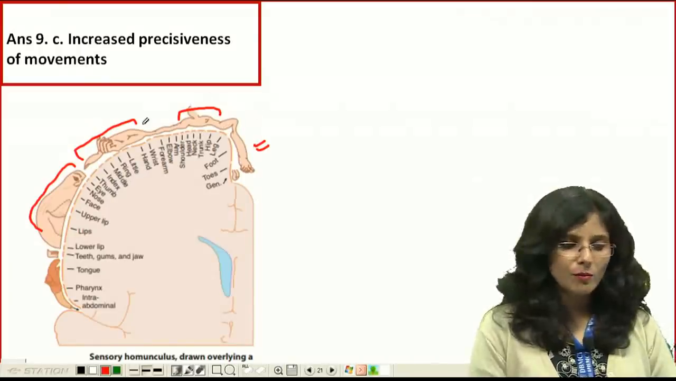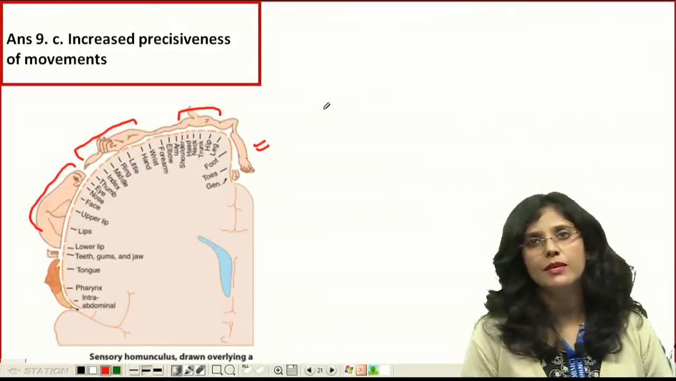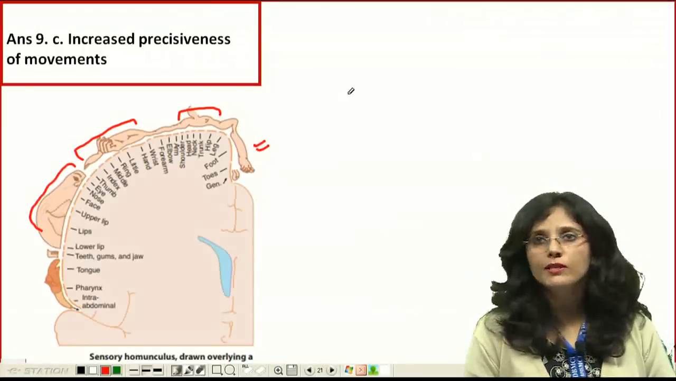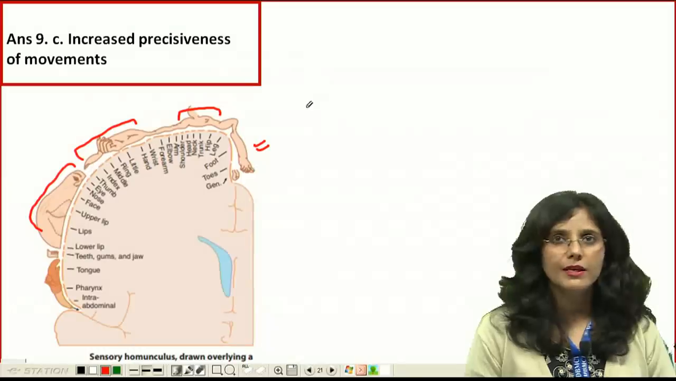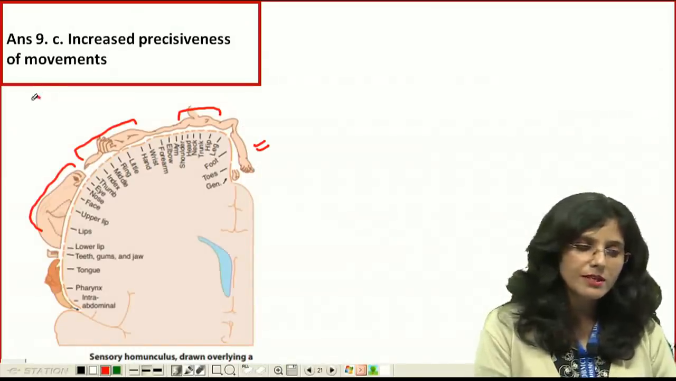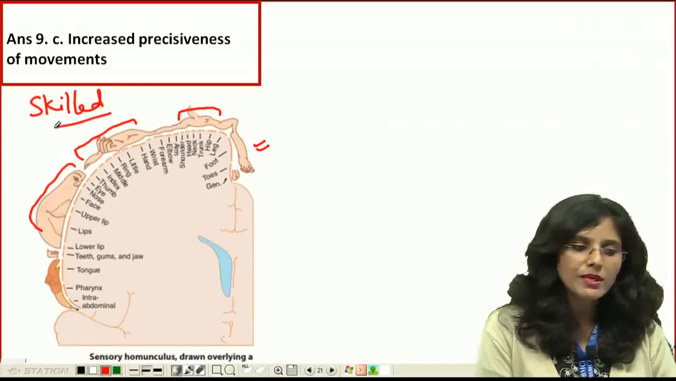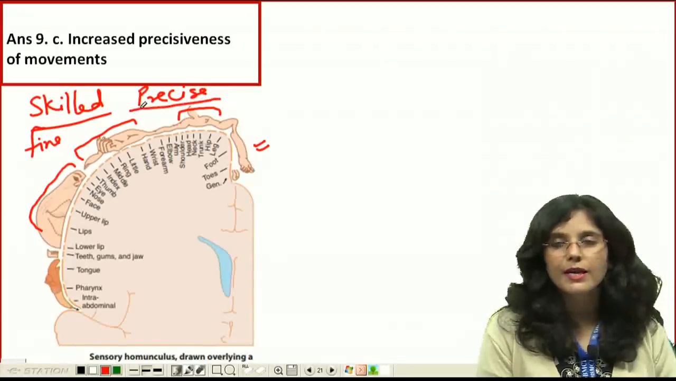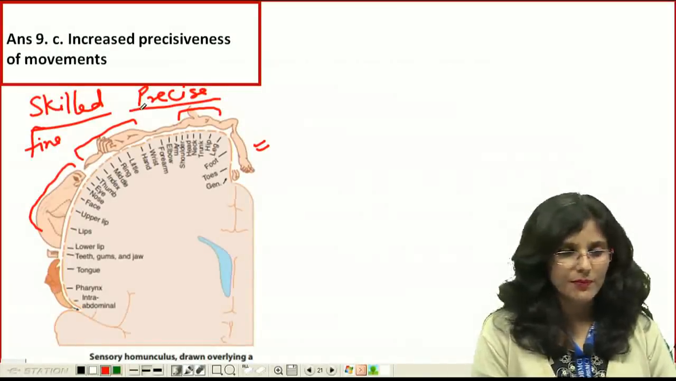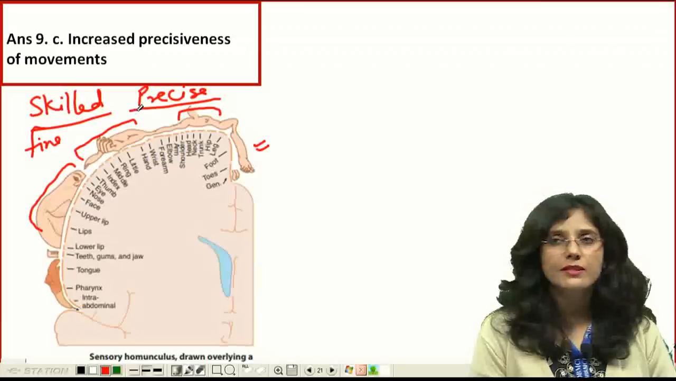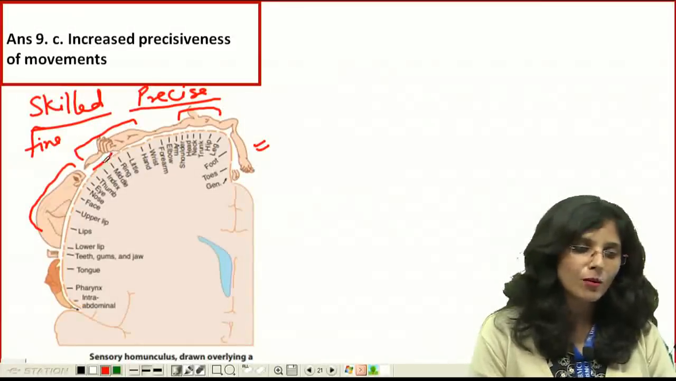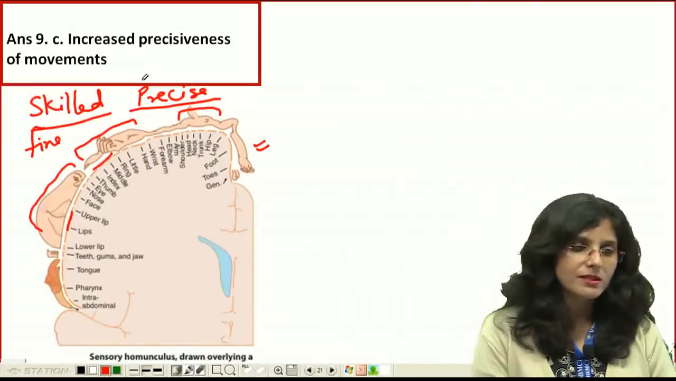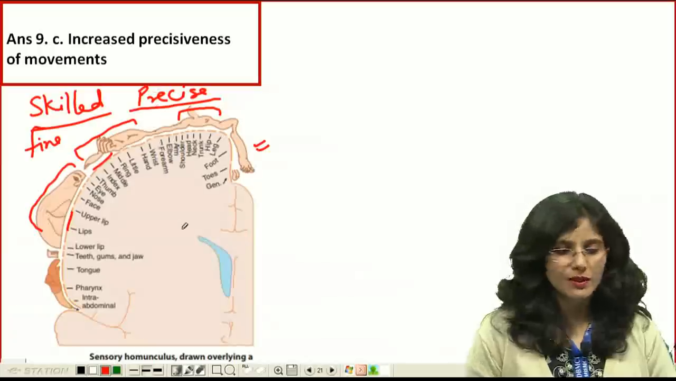So it means this sensory representation in the cerebral cortex depends on the use of the part. The more the use of the part, the more the area, or rather you can say it is the skilled movement. If the movements are more skilled, more fine, more precise, then the area of that organ is larger. For crude movement, it is lesser. So the fingers have more skilled movement, the lips have more skilled movement, so they have a larger area. So the answer is C, increased precision of the movements.